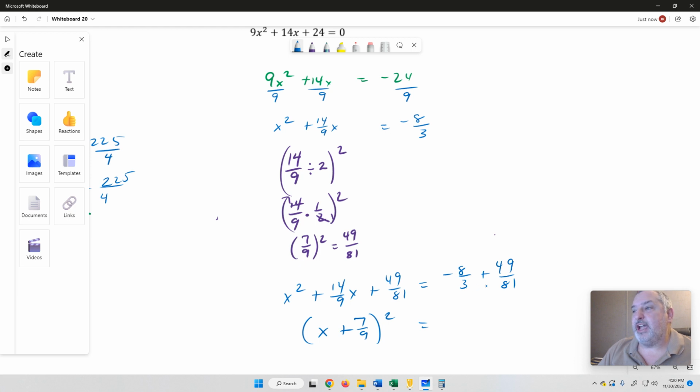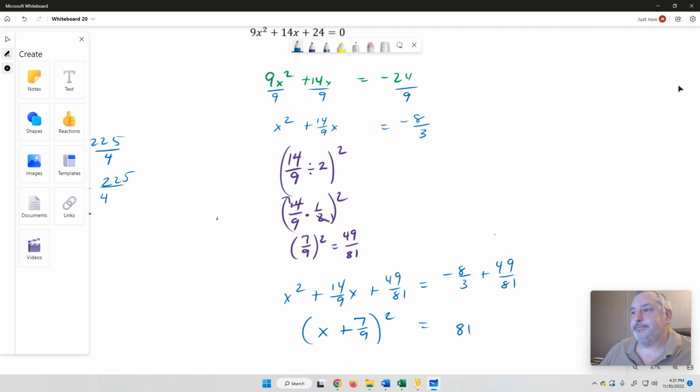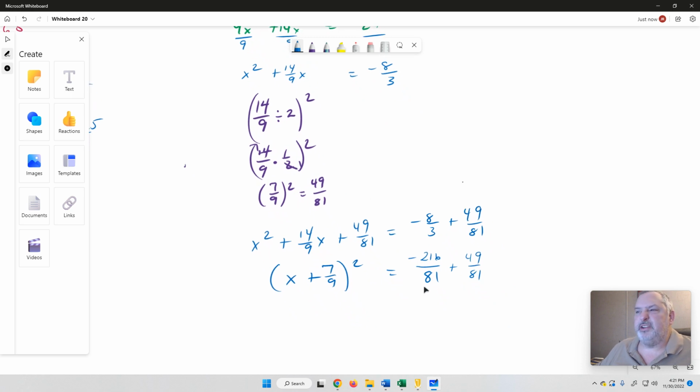Okay, over here, common denominator is going to be 81. And you can use your calculator here if you're not sure. 81 divided by 3 should be 27. There we go. So we have to multiply negative 8 times 27. And so that gives me 216. So this will be negative 216 over 81 plus 49 over 81. And so as long as you got your calculators, it isn't so bad.